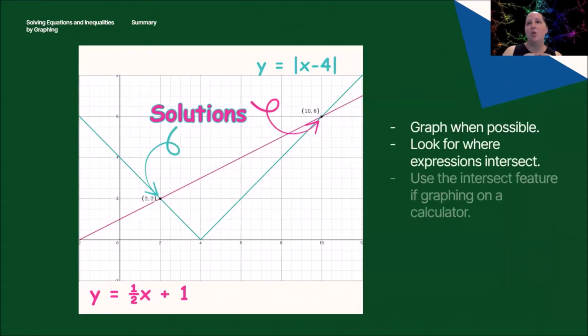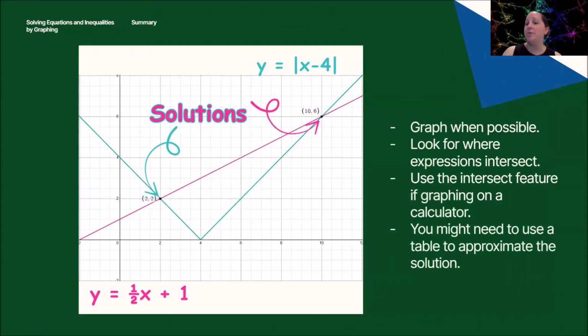So in summary, graph whenever possible and use Desmos when you can. Look for where expressions intersect, use the intersect feature if graphing on a calculator, and you might need to use a table to approximate the solution. Okay. And that is the end of lesson 5.